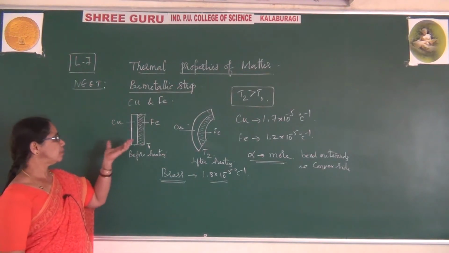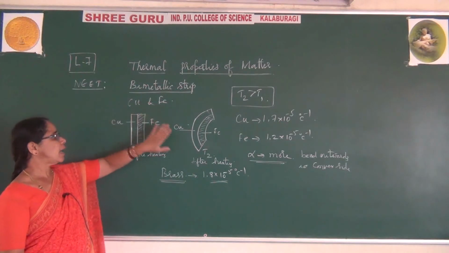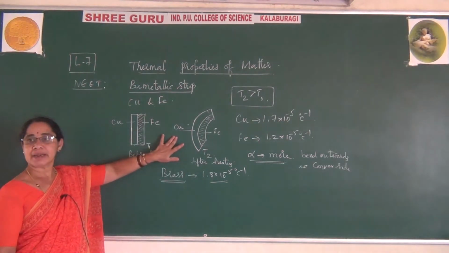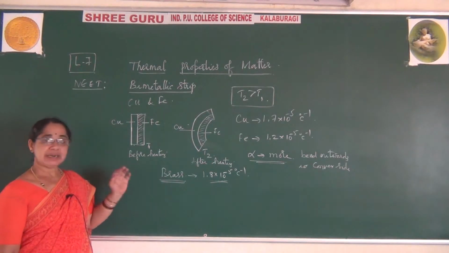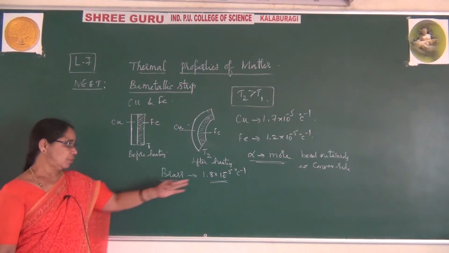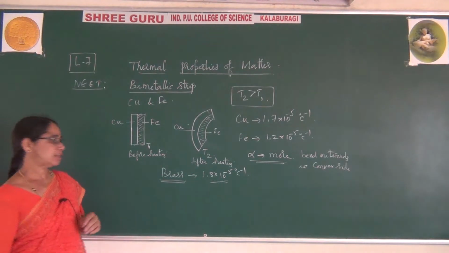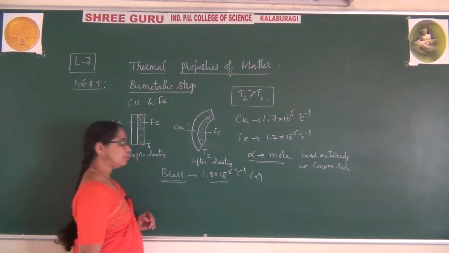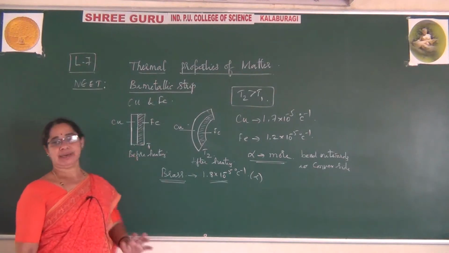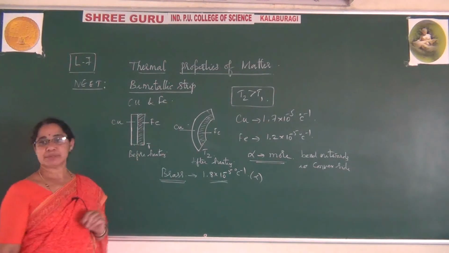Here I have taken an example of copper and iron. I explained how this bimetallic strip works. Whenever they use a bimetallic strip, they prefer to use brass, which has a coefficient of expansion alpha of 1.8 x 10^-5 per degree centigrade. So this is one neat point observed.